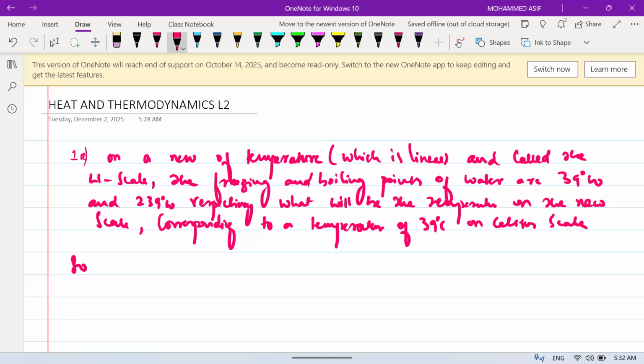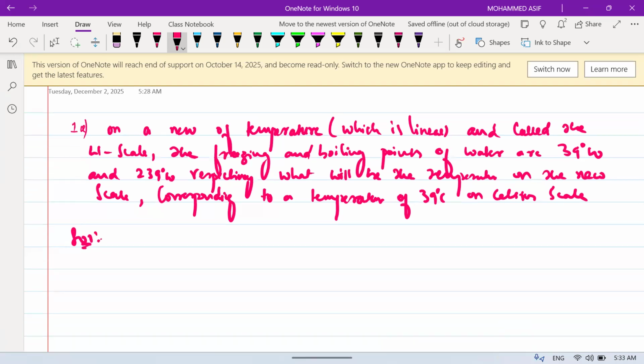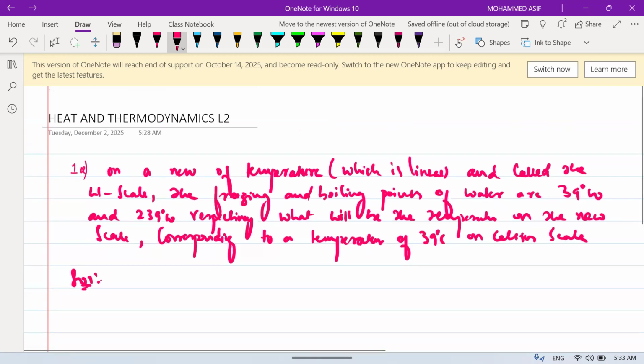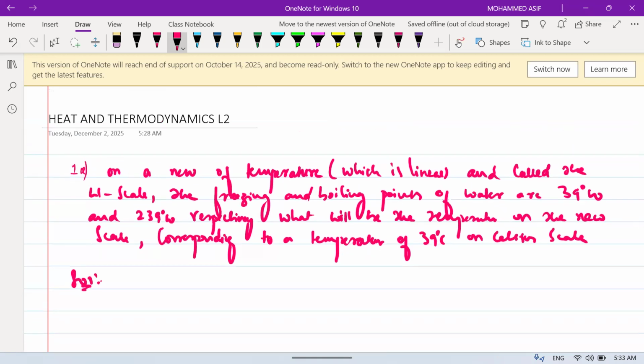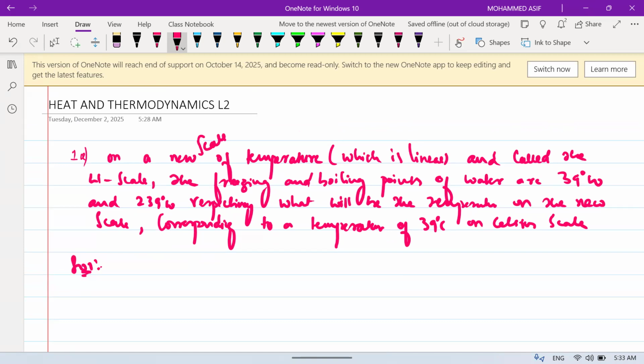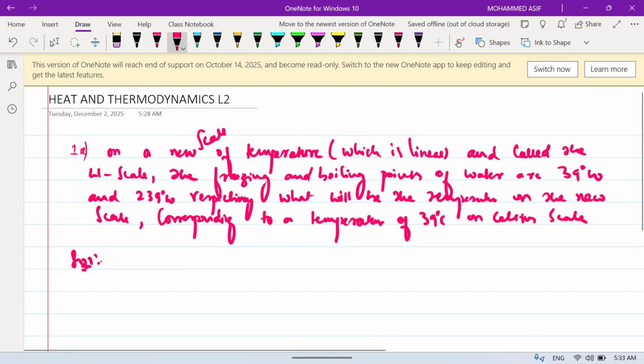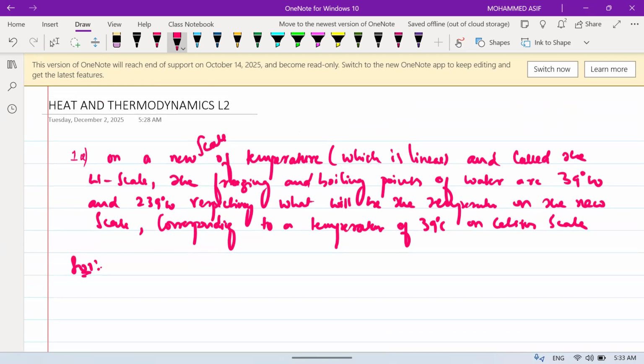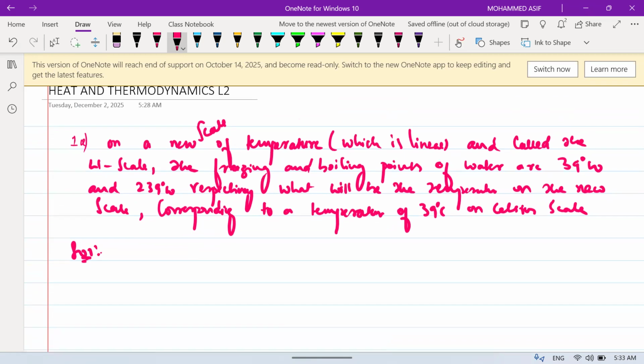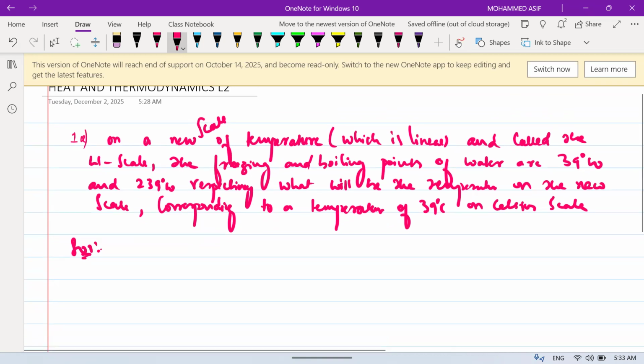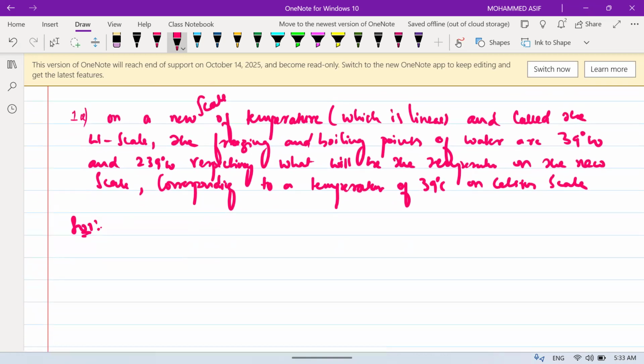Okay, see the question. We got it on a new scale data. On a new scale of temperature which is linear and it is called a W scale, the freezing point and boiling point of water are 39 degrees W and 239 degrees W respectively. What will be the temperature on the new scale corresponding to the temperature of 39 degrees Celsius on the Celsius scale? Anyone?